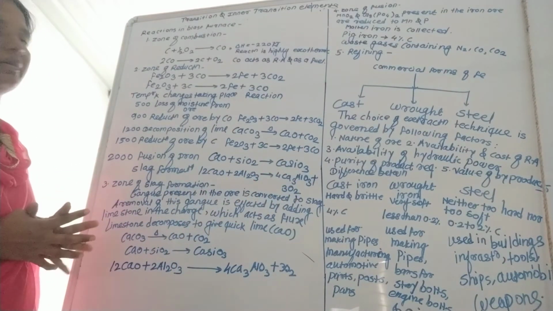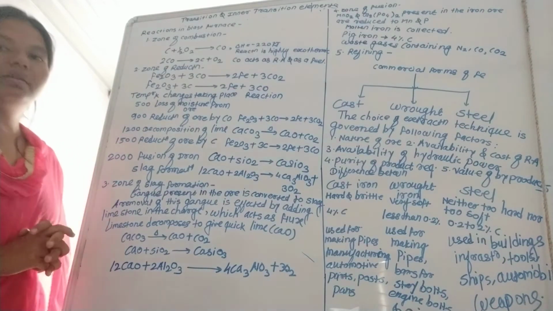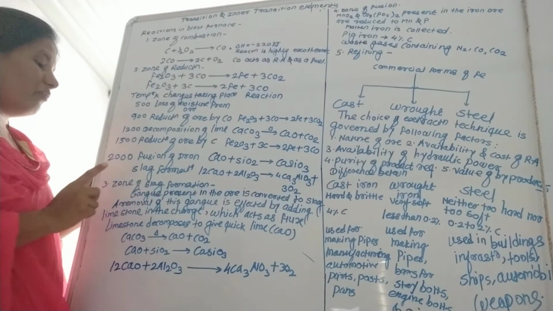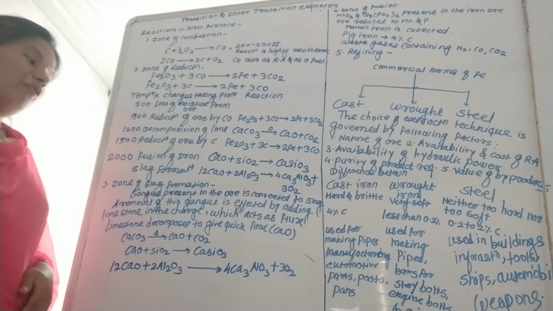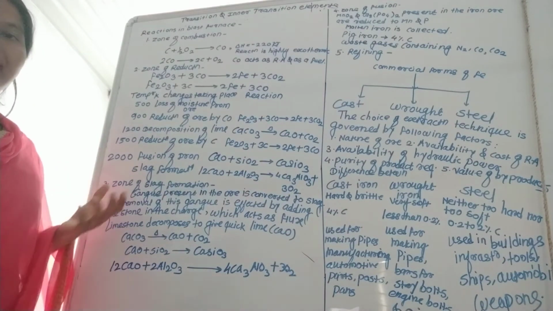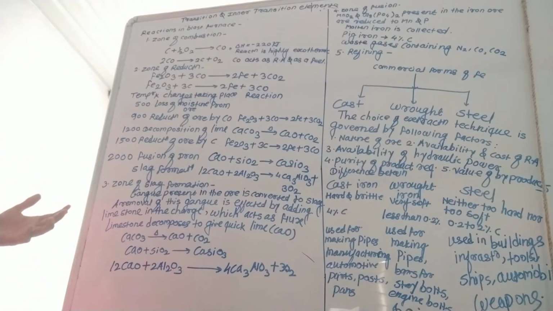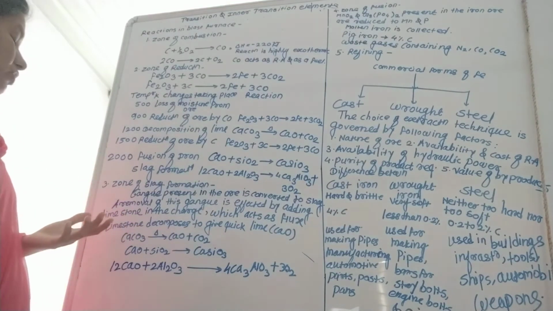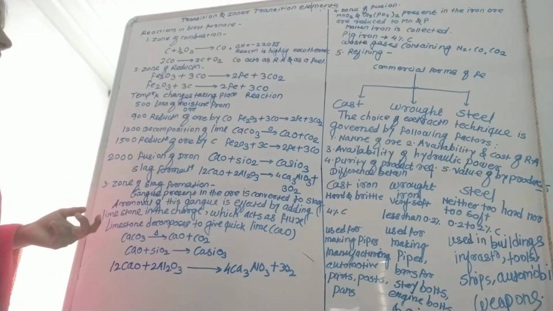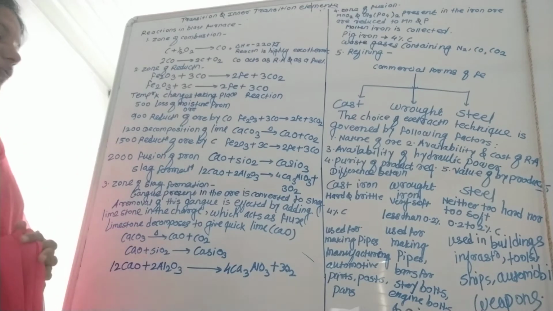Then the next reaction that takes place in a blast furnace is the zone of slag formation. Slag formation, what does that mean? Ore contains some gangue particles. The gangue particles in the ore are converted into slag with a suitable solvent, or you can use limestone in the charge, which acts as a flux. Limestone decomposes to give quick lime.